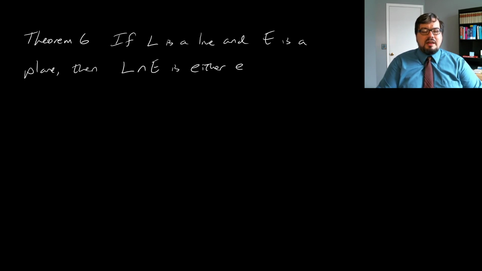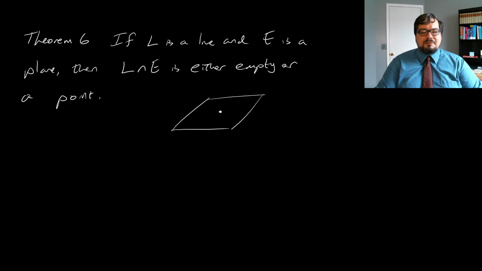We've got a couple more theorems, the proofs of which you can find in the notes. But I just want to point them out here because we're going to use them over and over. So theorem 6 says that if L is a line and E is a plane, then L intersect E is either empty or a point. The sketch, not a proof, but a sketch of what's going on is the following. We've got a plane, and we've got some line that's coming in here and intersecting it.